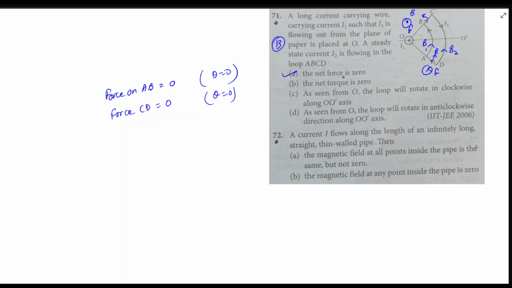What about torque? So look, on BC the force is towards you, but on AD force is inside the plane. So there will be a torque about OO dash. So B is wrong. Okay.